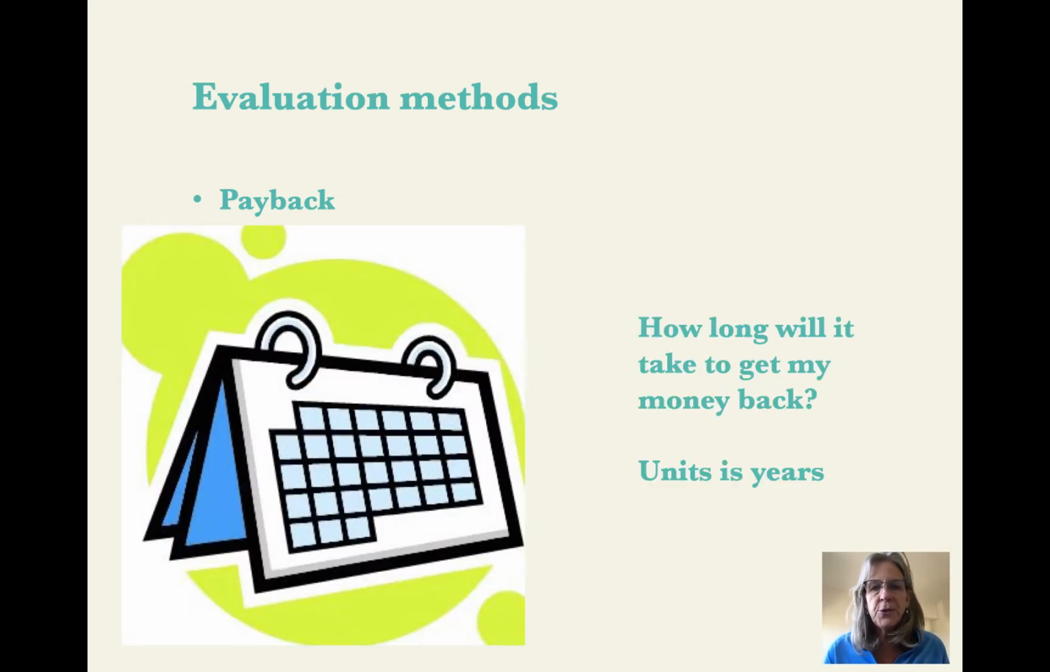Payback is the first one we're going to look at, and this is a very common method that small companies use to answer the question, how long will it take to get my money back? The units of the answer to payback are years, or months, some sort of time period. It could be, we're going to get this back in 3 years, or in 6 months. The evaluation technique is looking at payback, and particularly how quickly we can get the money back.